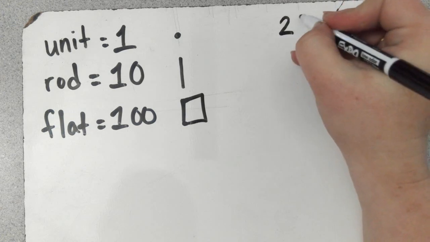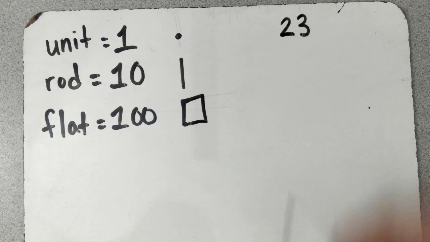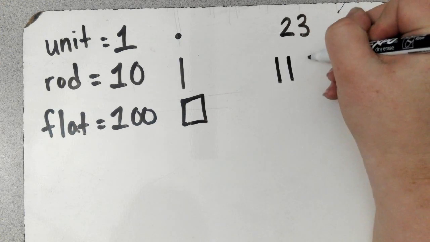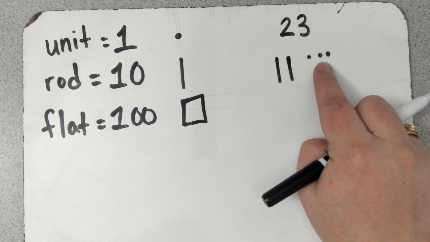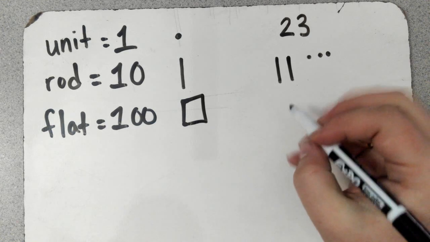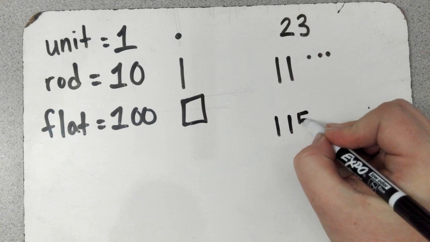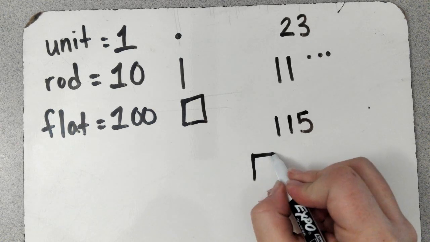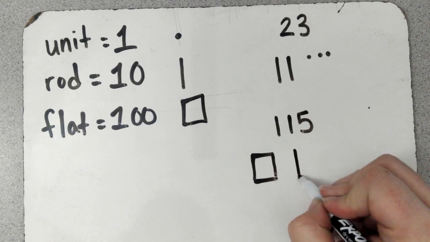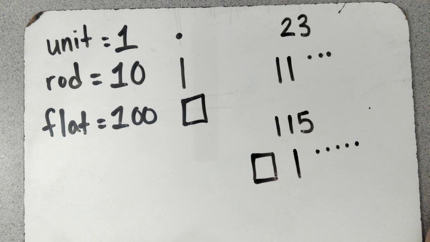If I was going to represent the number 23 and build it with my base 10 blocks, it would look like this. 2 groups of 10, and 3 ones. So 10, 20, 21, 22, 23. If I moved to a 3-digit number, such as 115, we would have 1 flat, 1 10, and 5 ones. So that gives you a little idea of how you might see base 10 blocks drawn.